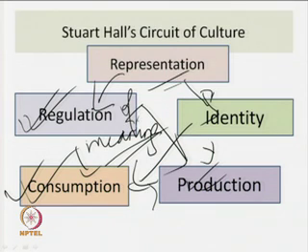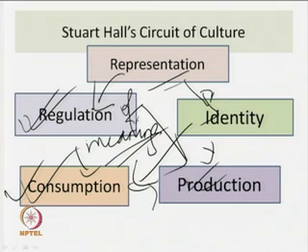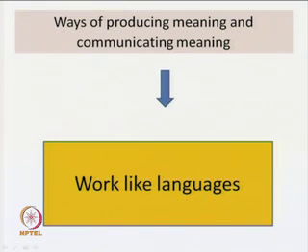So, this again is a brilliant move on the part of Stuart Hall. Hall's circuit of culture. And what are the components of Hall's circuit of culture? Representation, regulation, identity, production and consumption. Therefore, ways of producing meaning and communicating meaning work like languages.